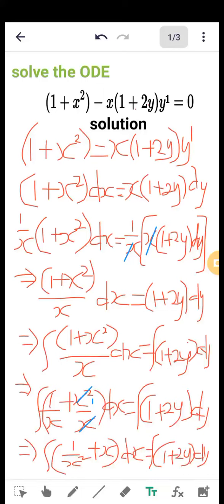Solve the differential equation, the ODE, the ordinary differential equation: (1 + x²) − x(1 + 2y)y′ = 0, that is, with y′ the derivative, equals 0.